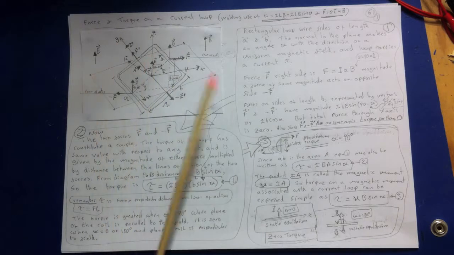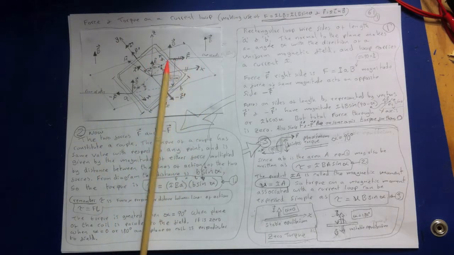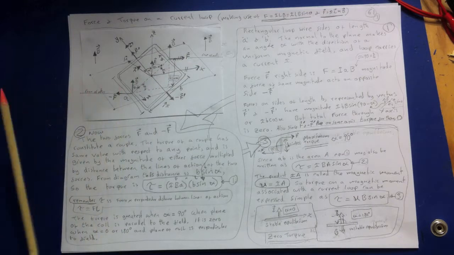Now we know that when we only have to work out one of the F, torque equals F times L. So we need to find the perpendicular distance between the lines of action, and that perpendicular is B sine alpha. So what else in this diagram?